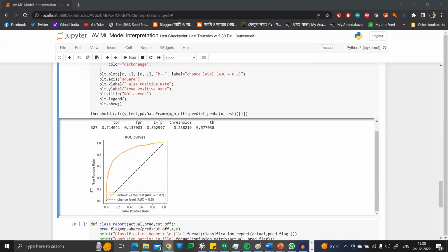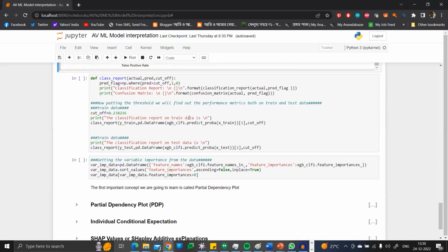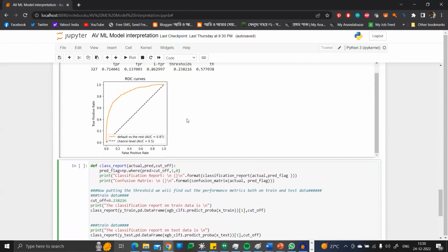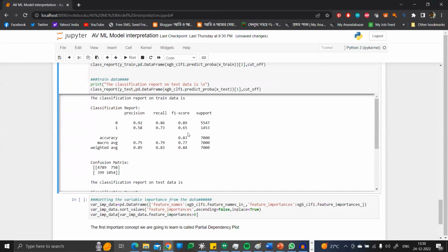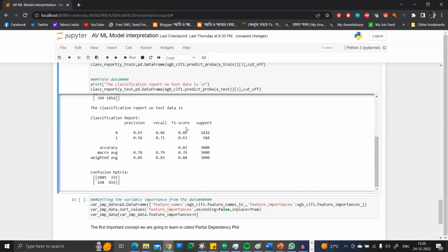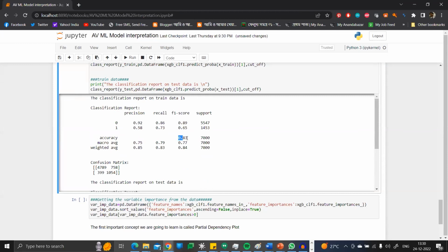So here, the threshold is at 0.238216. And guys who want the notebook, I will definitely share it at the end of the session. Based on the threshold of 0.238216, we will create the classification report. This classification report has a lot of things. This is on the train data, and this is on the test data. This is the accuracy of 83%. That analyst has also got it, we have also got it.